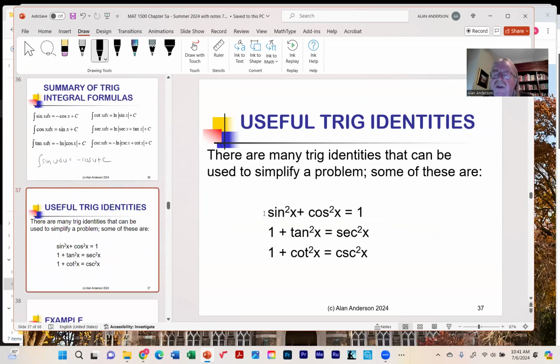Also, here's some trig identities that can come in handy. These are based on the Pythagorean theorem, by the way. And you find that sometimes it helps having these at your fingertips so you know how to make complicated situations much more simple.